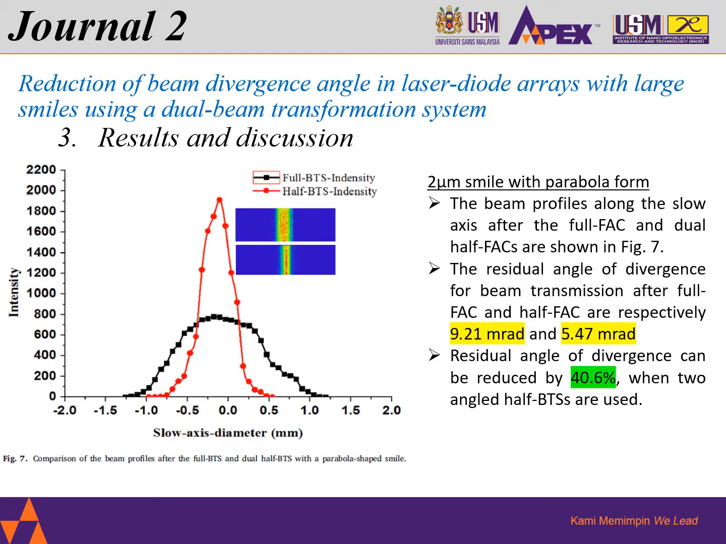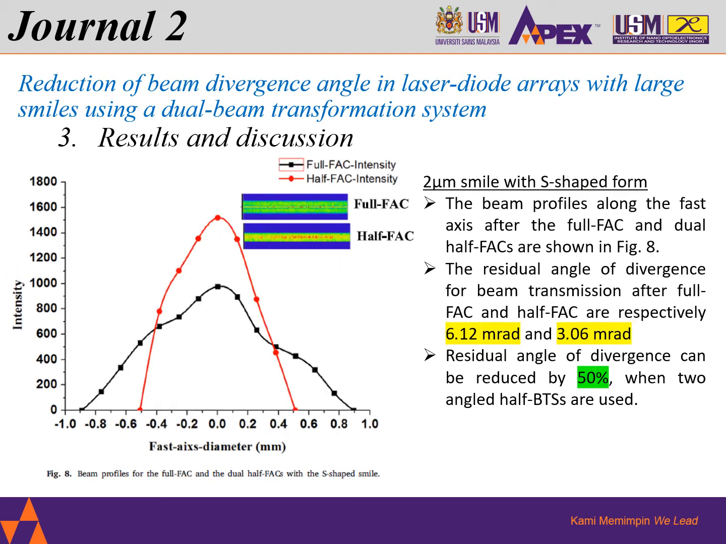So this is the slow axis diameter, again with a parabola form of smile. Same results as usual. We will observe a better, smaller residual angle of divergence of beam for half BTS compared to a full BTS. This round we reduce about 40.6%.